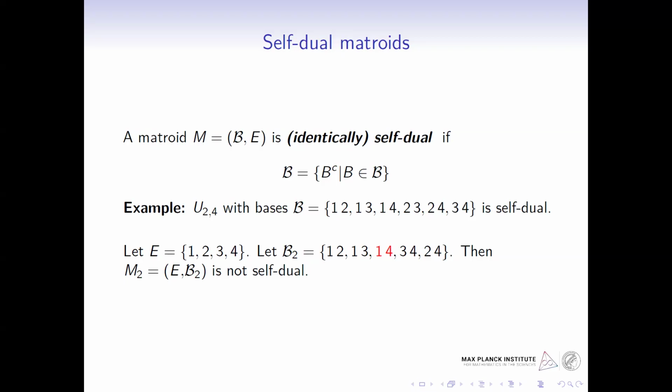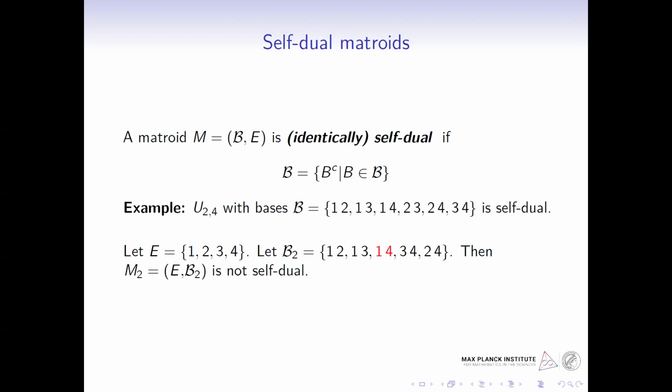For example, the uniform matroid U(n,2n) will always be self-dual. The uniform matroid U(1,3) can't be self-dual, right? Because the complement will have size 2. A non-example would be this matroid here with the set B2, because for the set 1, 4, the complement is 2, 3, which is not a basis. So it's not a self-dual matroid for this talk.